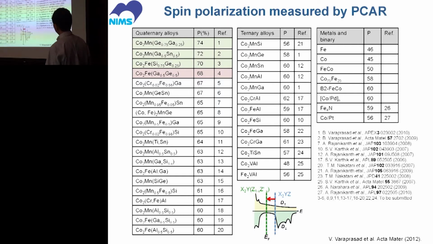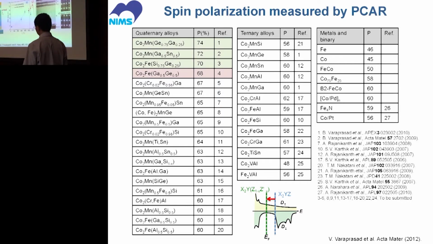But by making quaternary alloys, we can tune the Fermi level, and sometimes we can bring the Fermi level to the center of the band gap. In such a case, we observe higher spin polarization, and some of the selected alloys show spin polarization close to 70%. So we thought that these materials must be pretty promising.